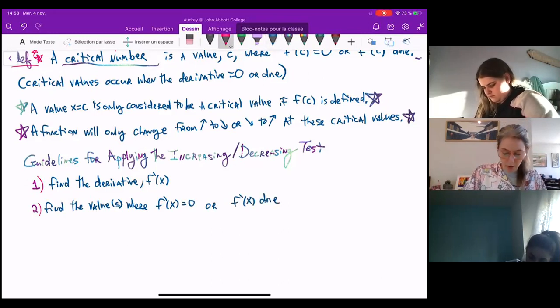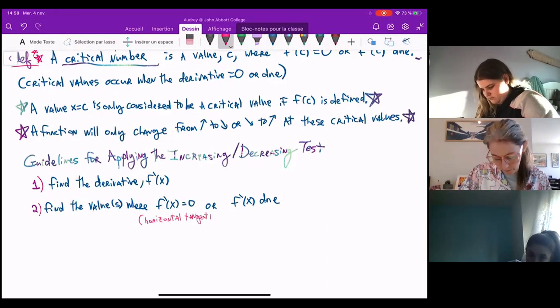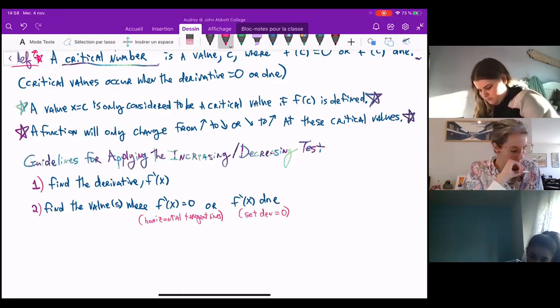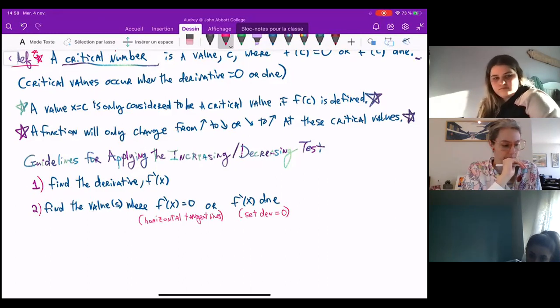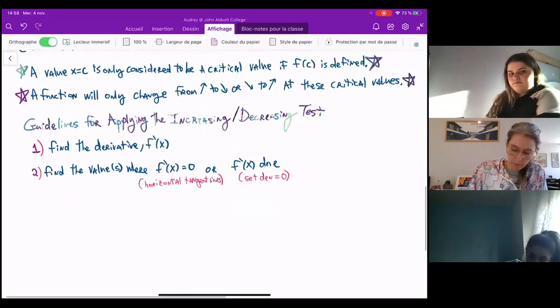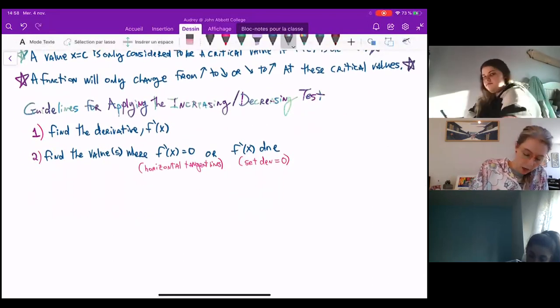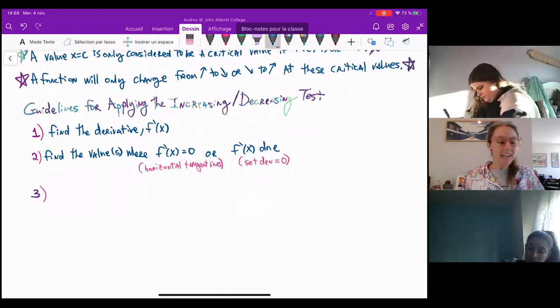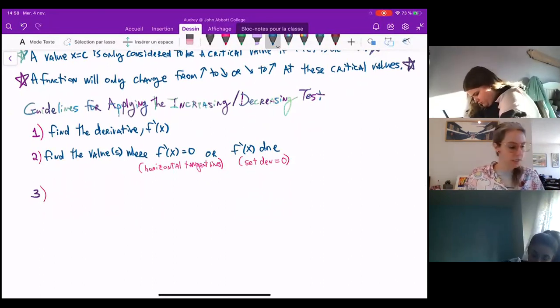This f prime of x equals 0, this is like the thing that we've been doing all semester, finding our horizontal tangent lines. And this is like setting the denominator equal to 0. Then our third step, we're going to set up something called a variation table, or rather a table of values. We're going to create intervals using the values from step 2.